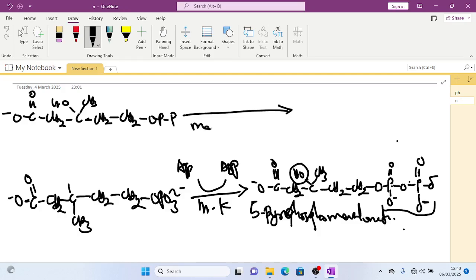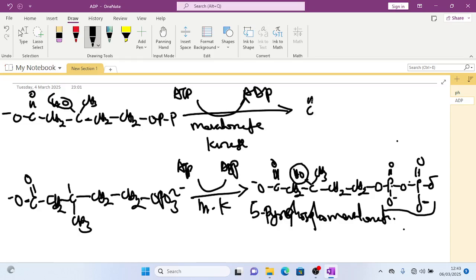The same type of enzyme, kinase, utilizes ATP to generate adenosine diphosphate. So what are we phosphorylating? We're phosphorylating this hydroxyl group here. So we have a product that looks like this. And this hydroxyl group here would have been phosphorylated.